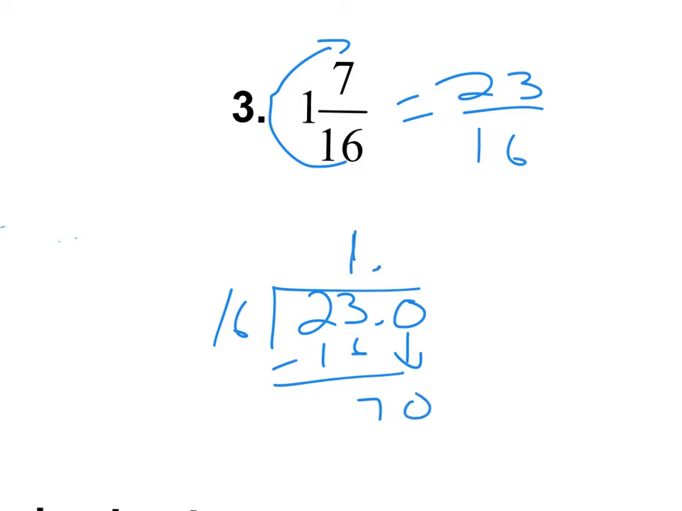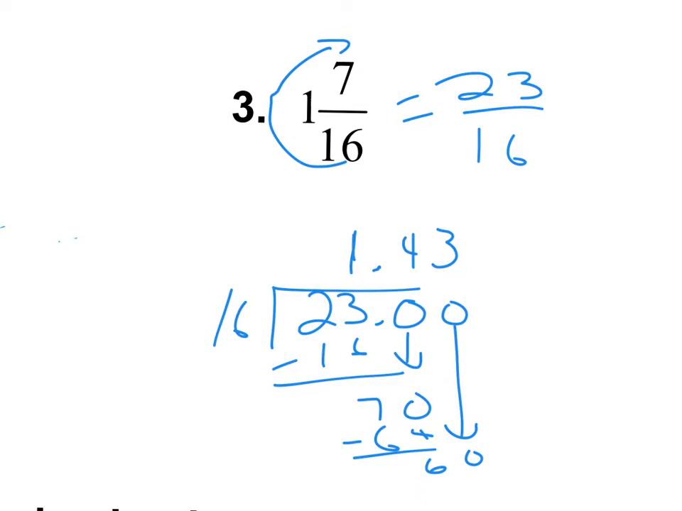16 goes into 70 4 times. 4 times 16 is 64. We minus that, we end up with 6. We still have a remainder, so we drop down that 0. 16 goes into 60 3 times. Okay?